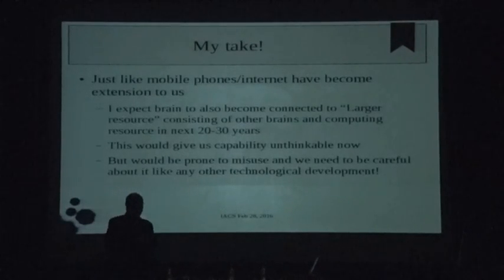My own take on some of this is that just like mobile and computers have become an extended part of us. Today, for example, I don't remember phone numbers. They are in my mobile. If I lose my mobile, my phone numbers are all gone. Earlier, when we used to dial, we would remember all the phone numbers. So part of our brain has already moved.